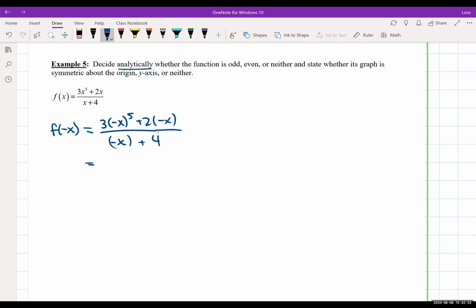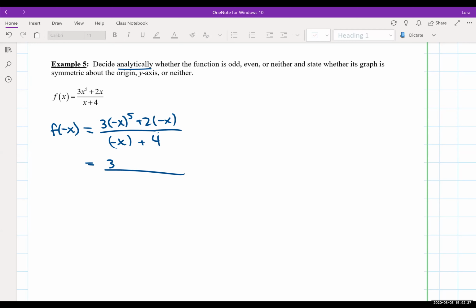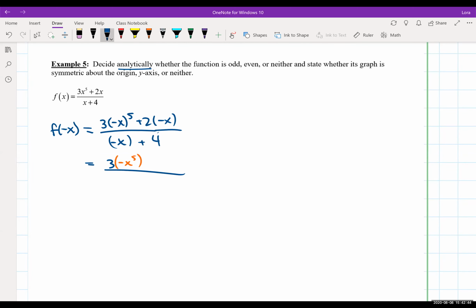So now let's simplify. We have negative x to an odd number, so that's really the opposite of x to the fifth. We also have 2 times negative x, so that just becomes negative 2x. And this negative x, we really didn't need a parenthesis, but it's really just negative x. So we can drop that parenthesis. Plus 4. Simplify a little bit. We should have negative 3x to the fifth minus 2x over negative x plus 4.